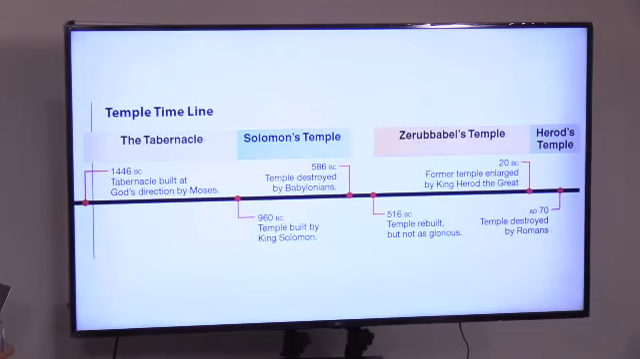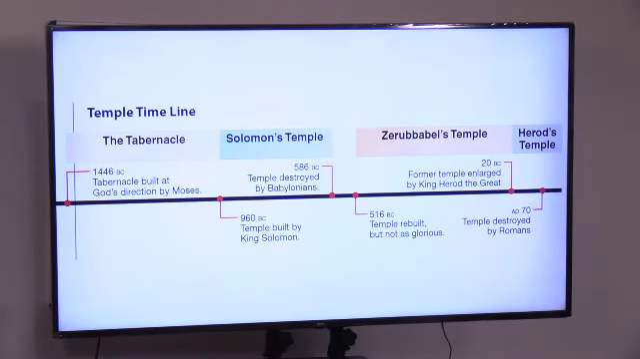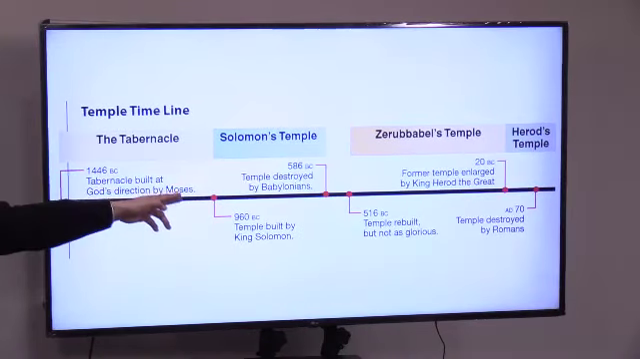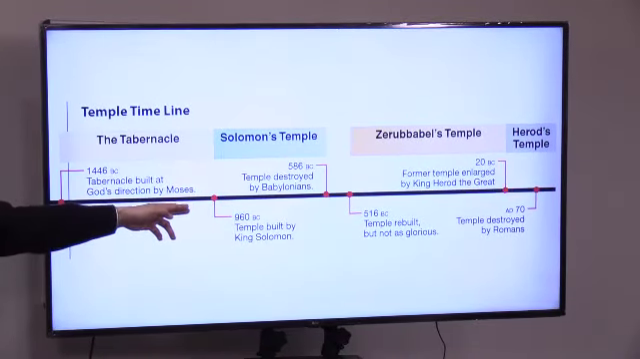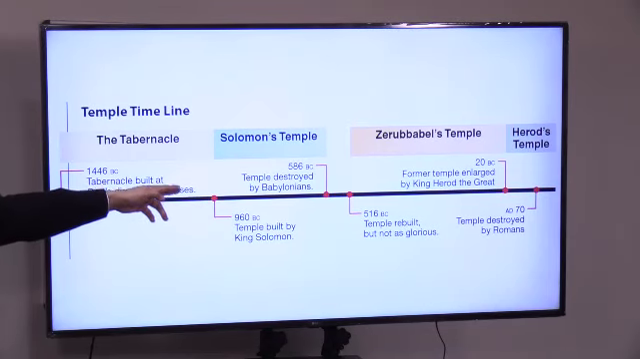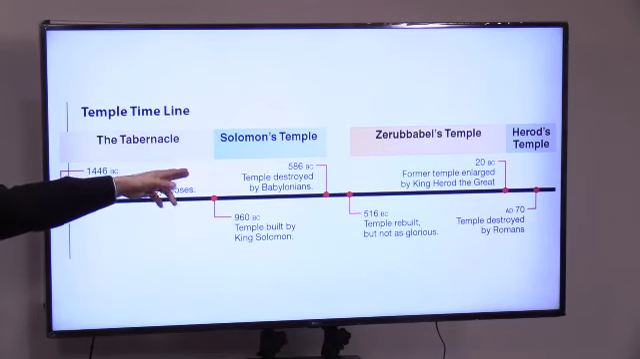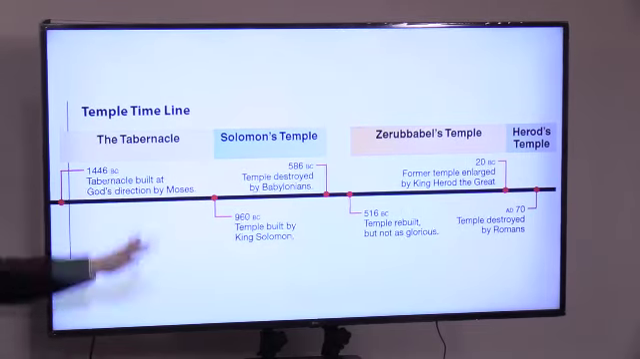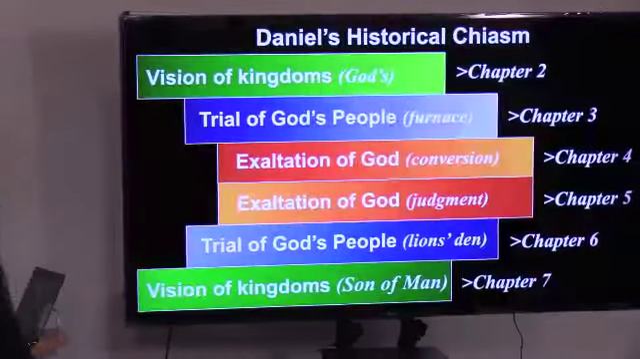And I'd like to put it in this perspective. We're talking about the temple, and when we talk about the temple, we talk about worship. So you have the temple that was built in the wilderness, built at God's direction by Moses, and then Solomon builds the grandest temple of all, which is Solomon's temple, and then it was destroyed by the Babylonians in 586. It was rebuilt, but not as glorious, in 516. And then you have Zerubbabel's temple, and Herod's temple in the end. We covered all of this in Ezra and Nehemiah before.